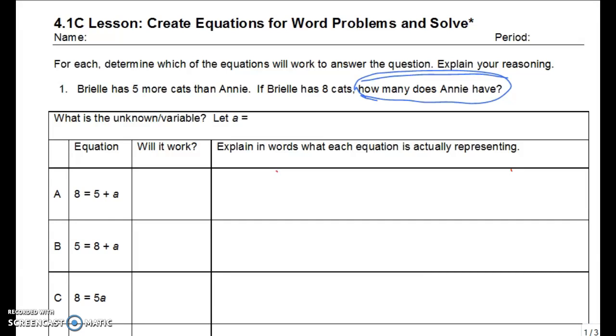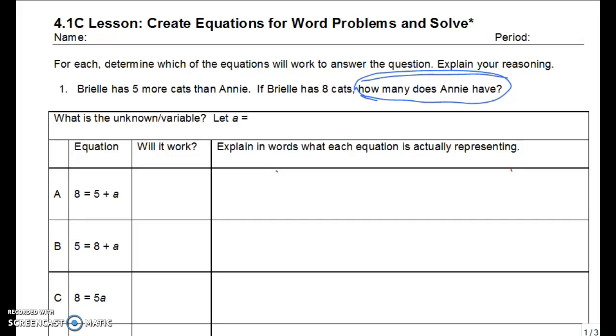Two big goals here: understand how to write let statements using one variable, and understand how to write an equation from a word problem. The directions here say for each, determine which of the equations will work to answer the question. Explain your reasoning. I'm going to revise that slightly. Number one, Brielle has 5 more cats than Annie. If Brielle has 8 cats, how many does Annie have?